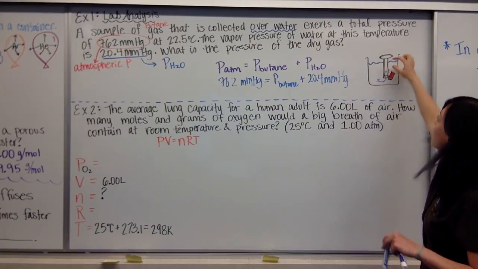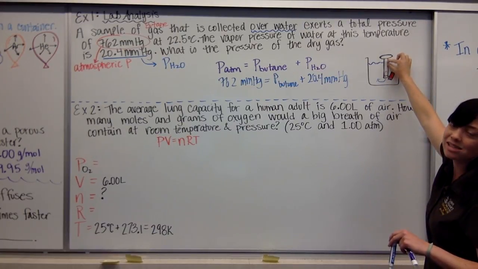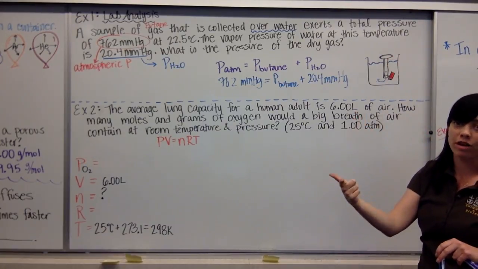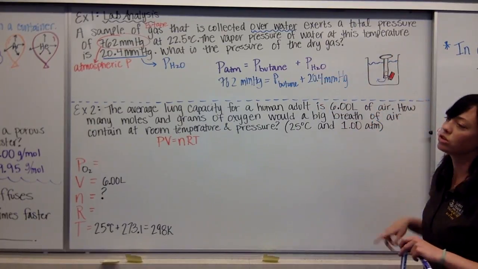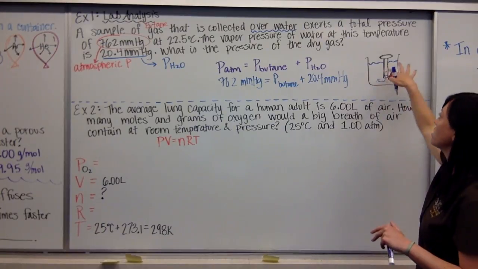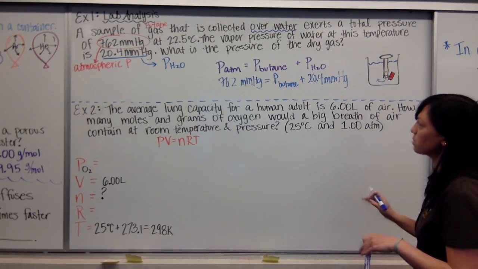So we know that inside this graduated cylinder, the two gases that exist are butane and water vapor. If we add those two together, that is going to be equal to our total pressure at sea level, basically. Is that a good enough explanation?